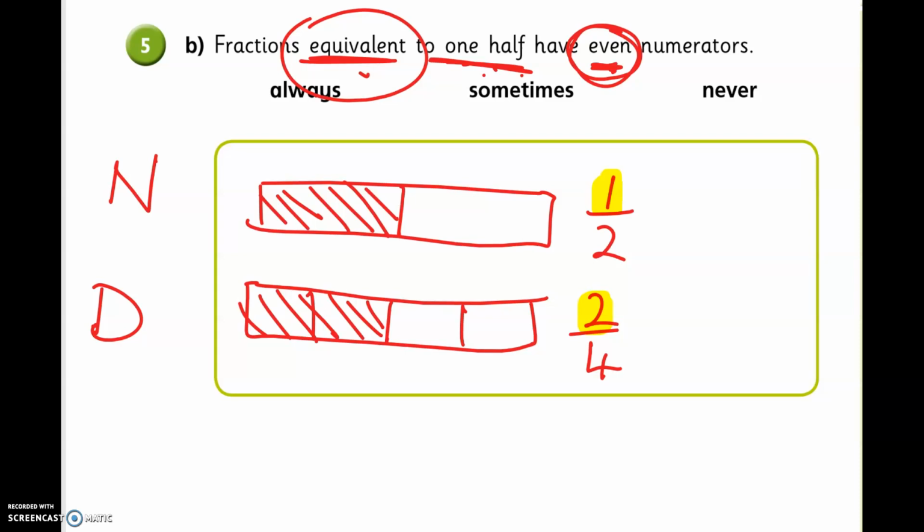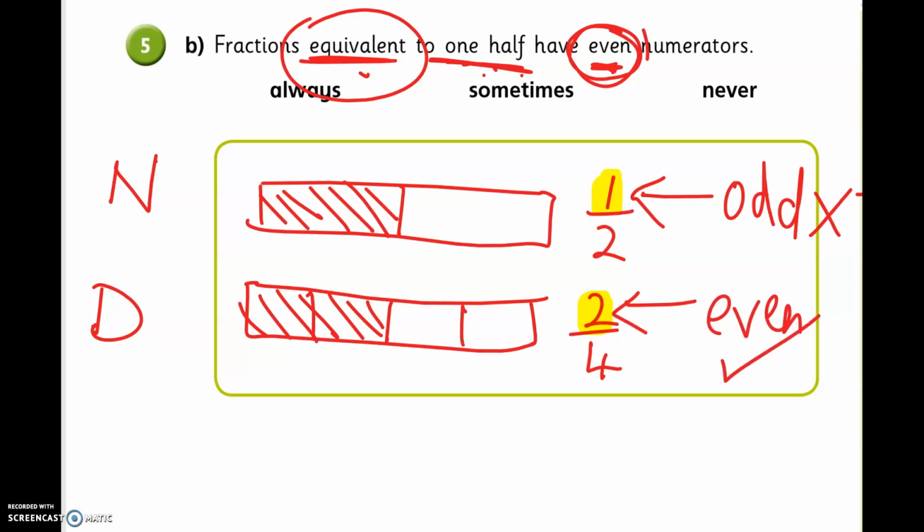Well, in this case, look, it is odd. So it can't be correct. But in this case, it's even. So it is correct there. So we can say this statement is sometimes true. It was true here, but it wasn't true here. And if you don't understand this, pause again.